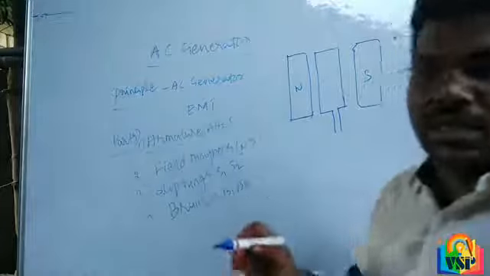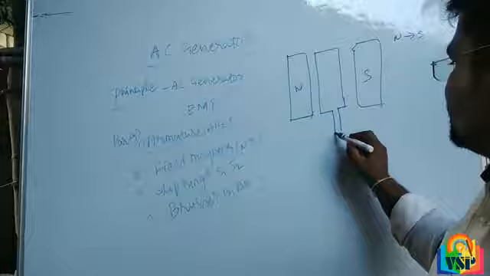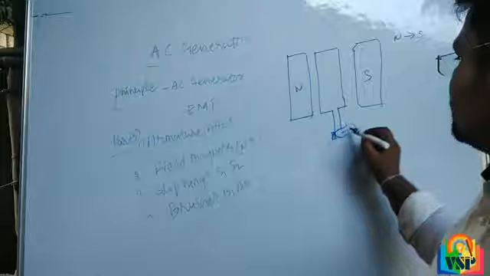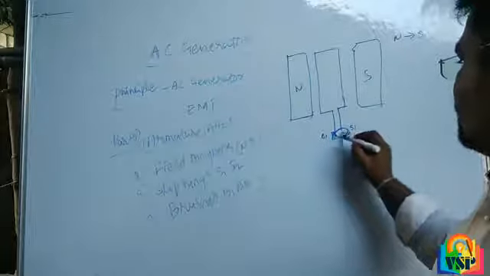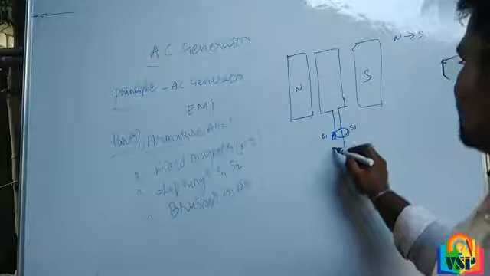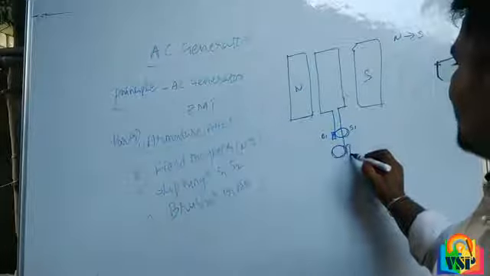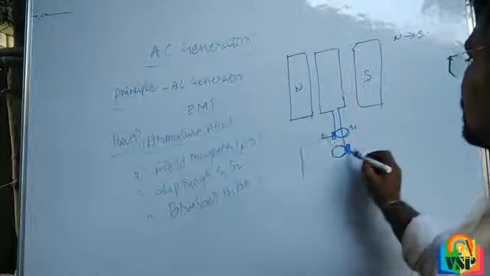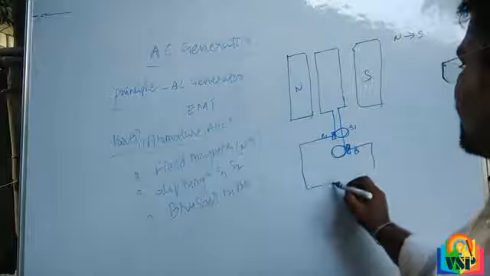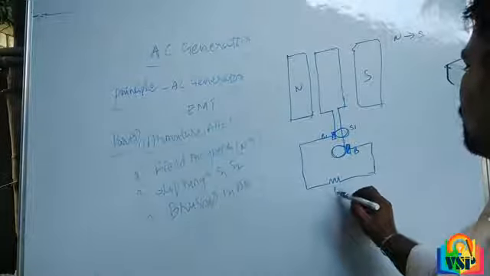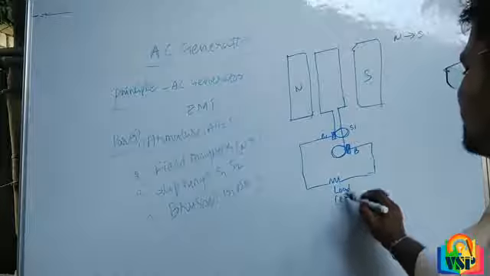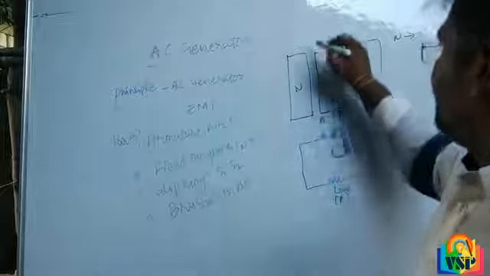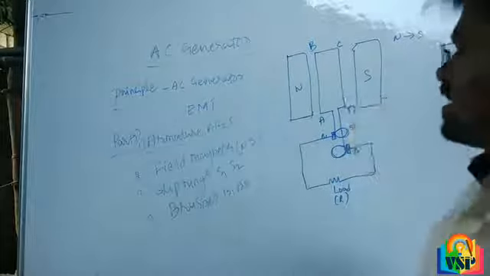Here we can take one slip ring. This is brush 1. This is S1, this is B1. Coming to the second one, this is slip ring 2 and brush 2. Here we can say it is a load. Load means resistance. Understand? Here ABCD is a rectangular coil.